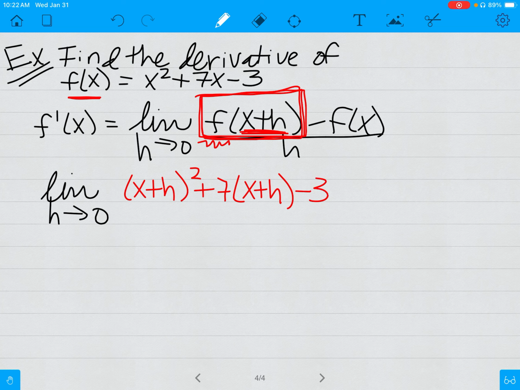I don't have to do anything with the h there, right? Because it's only the x's that I'm replacing by x plus h. Everything else is going to stay unchanged. If it's a constant, it's going to remain a constant. So that expression that I have written down right now, that is just the f of x plus h portion of finding the derivative. Okay, so that is the first step.